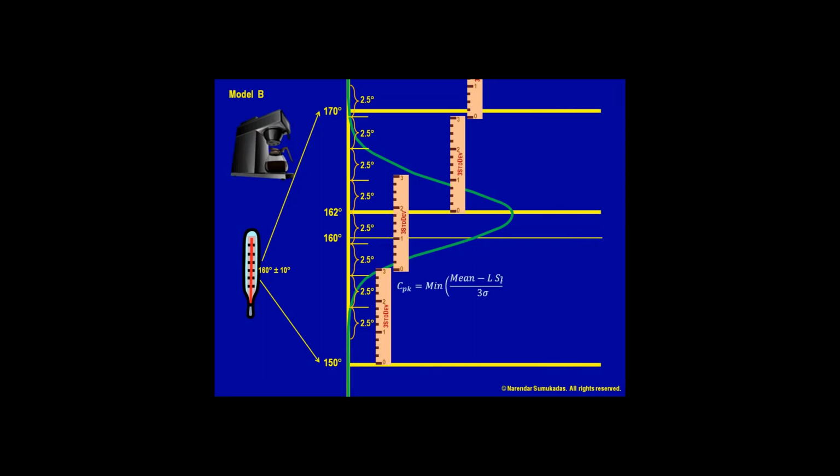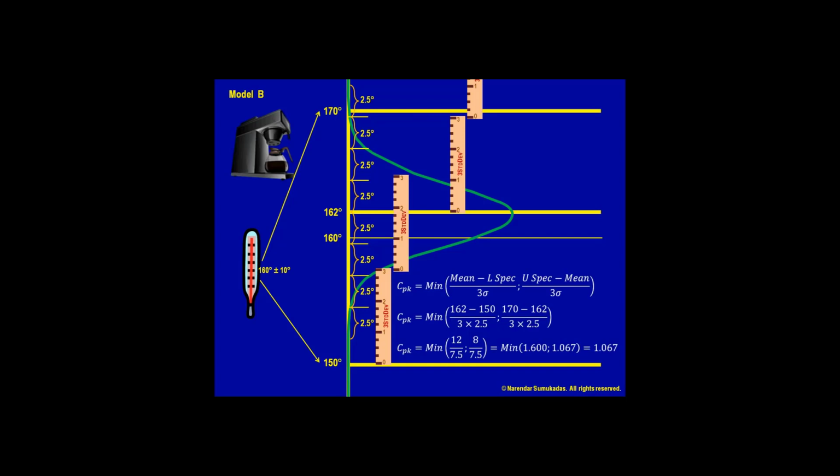Calculating the Cpk, we see that the upper and lower specifications and the standard deviation are the same as for our Cp calculation. However, the process mean has shifted to 162 degrees. We can fit the 3 standard deviation ruler 1.6 times between 150 degrees and 162 degrees, but only 1.067 times between 170 degrees and 162 degrees. The Cpk value is the smaller of these two numbers, or 1.067.